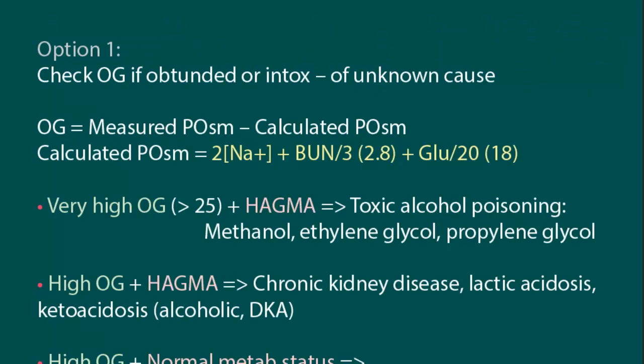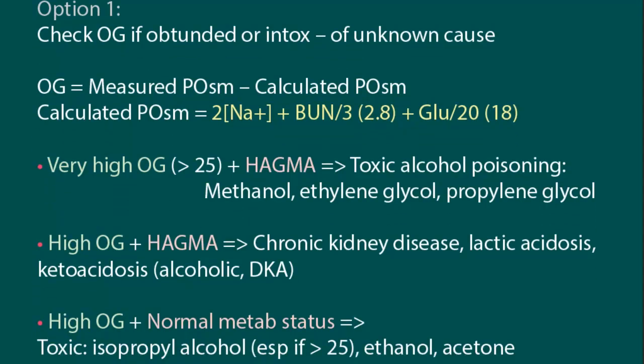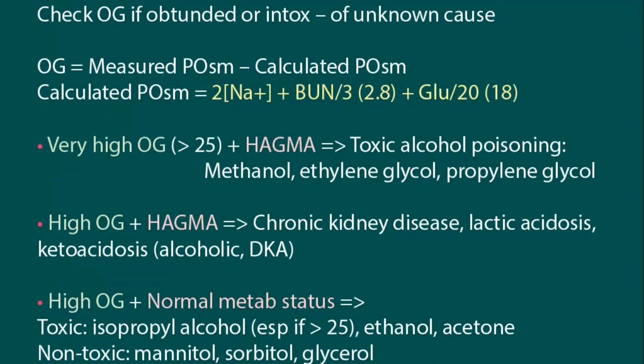High osmolar gap metabolic acidosis means that it's probably a toxic alcohol, especially if the osmolar gap is greater than 25. That's methanol, ethylene glycol, or propylene glycol. If you have a high anion gap but a normal metabolic status, think isopropyl alcohol. And you can see the other causes of it here.